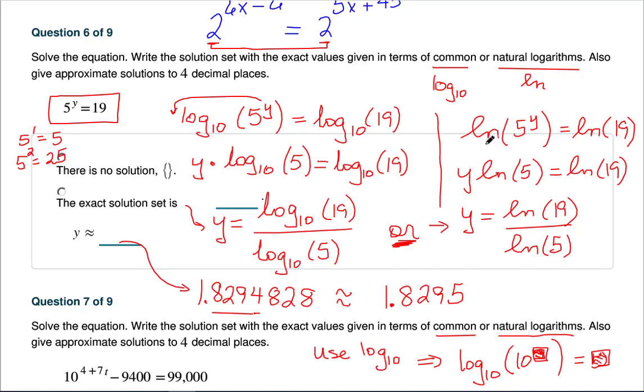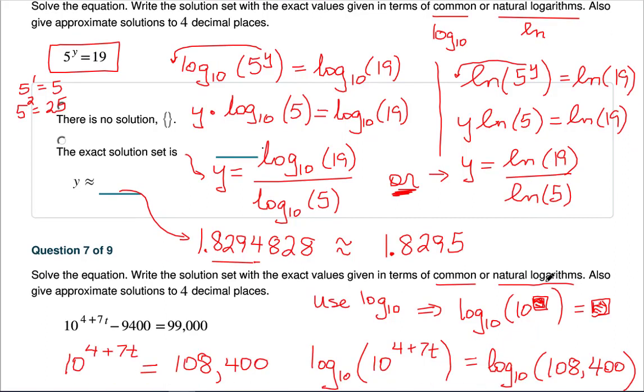Now you can use natural logs if you prefer. In this case it makes no difference, and so natural log of 5 to the y. The same thing would happen. The y comes out into the front, and then I divide both sides by the natural log of 5. And when you calculate it, you get 1.8294828 and some more. And when you round it to 4 decimal places, that's what we get. And that seems reasonable that 5 to that power is 19.